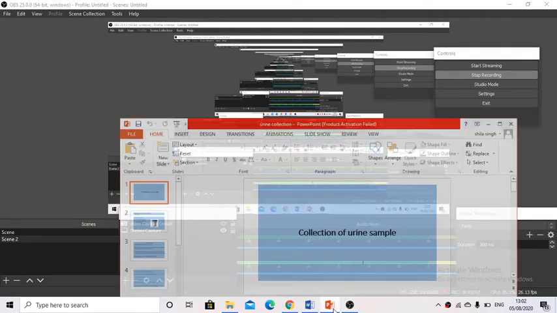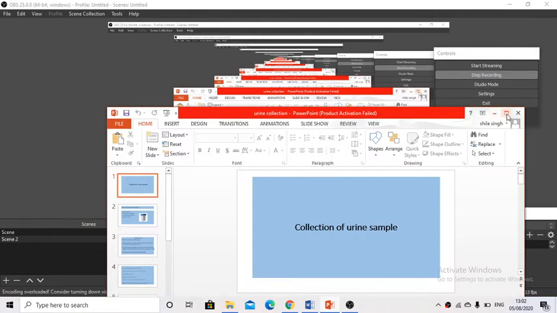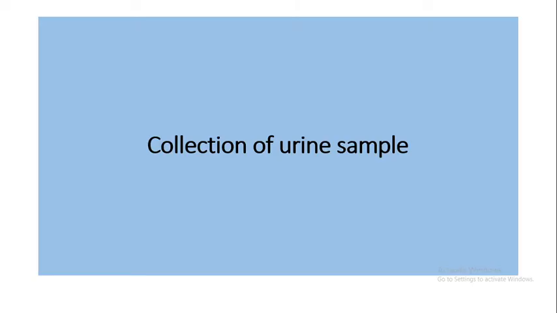Good morning, students. Today we are going to learn about the sample collection of urine. Urine sample is collected for various purposes. It is used in the microbiology lab for culture and sensitivity. It is also used in the pathology lab for routine studies of urine like physical examination and microscopic examination.